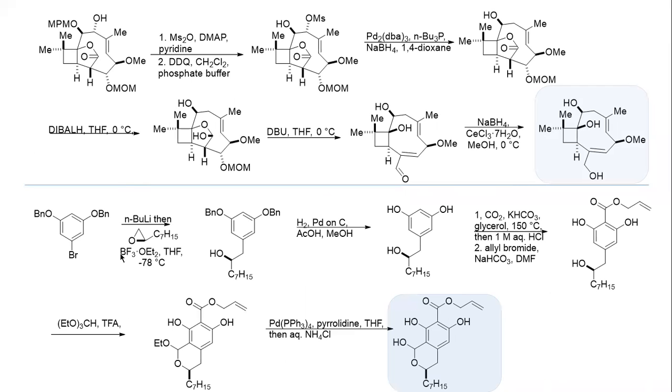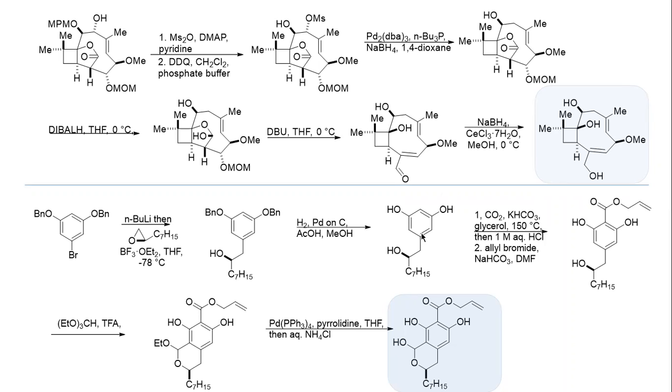And then for the other piece, right, they started with this substituted aromatic ring, treated it with butyllithium, and then did an epoxide opening. So they converted this into the aryllithium, which is a great nucleophile. Then they treated that with the epoxide and popped it open. So they got this alcohol right here, and then hydrogenated off the benzyl protecting groups to get here.